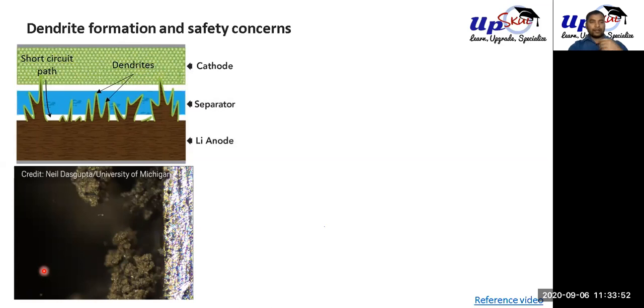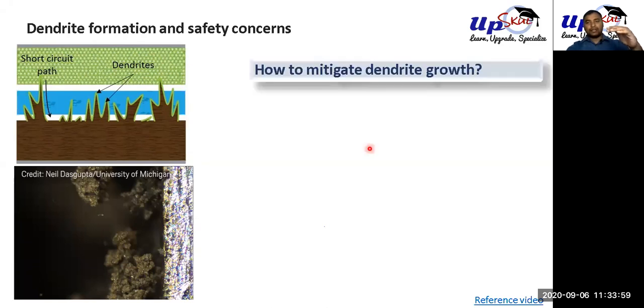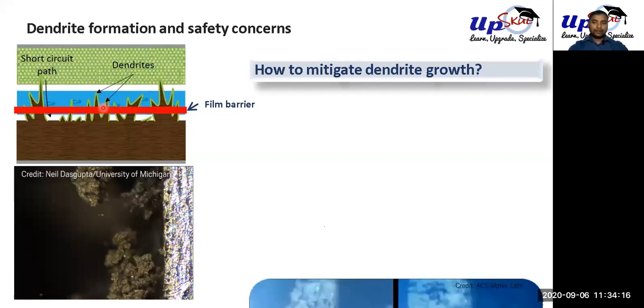But in order to prevent dendrites, we have to stop their progress in the vertical direction. So what they're doing is using some kind of film barrier. For example, there is some barrier. Most of our devices, I don't think my phone or our car batteries even have this. This is kind of research level technology. But yeah, there can be a barrier which prevents it from spreading.